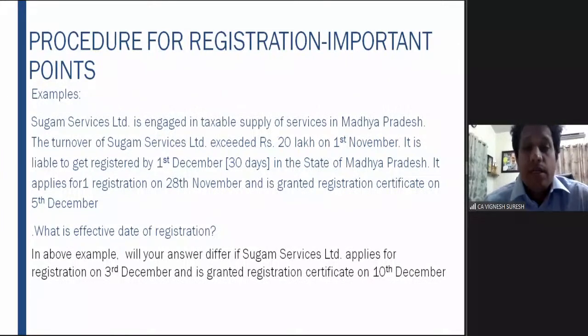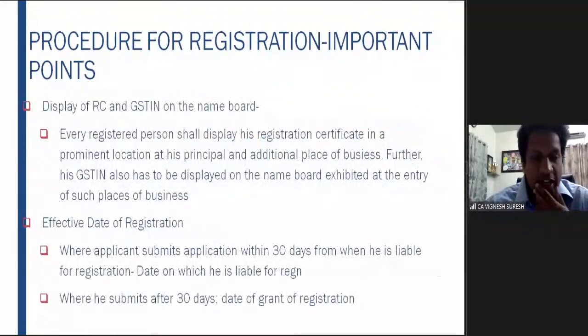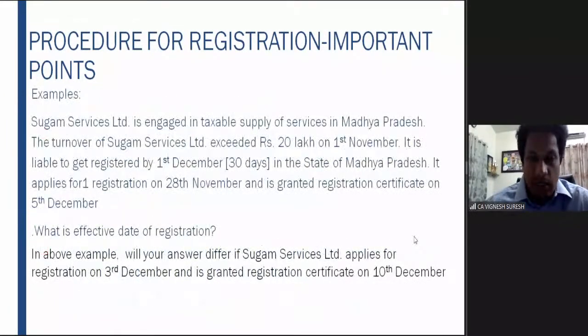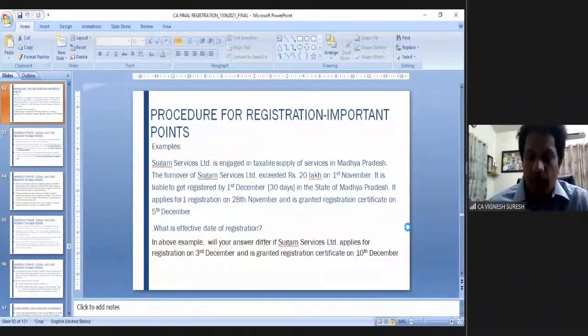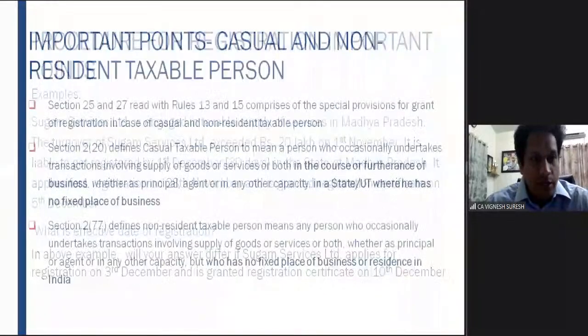In the second case, the registration is applied on 3rd December and the certificate is granted on 10th December. In this case, he has applied after 30 days from the date on which he becomes liable for registration. So in this particular situation, the date of the certificate, that is 10th December, will be the effective date of registration. The date of grant of registration is the effective date of registration, not the date on which he applies. So 10th December will be the effective date of registration, right? I hope this point is also clear. That is the concept of effective date of registration.